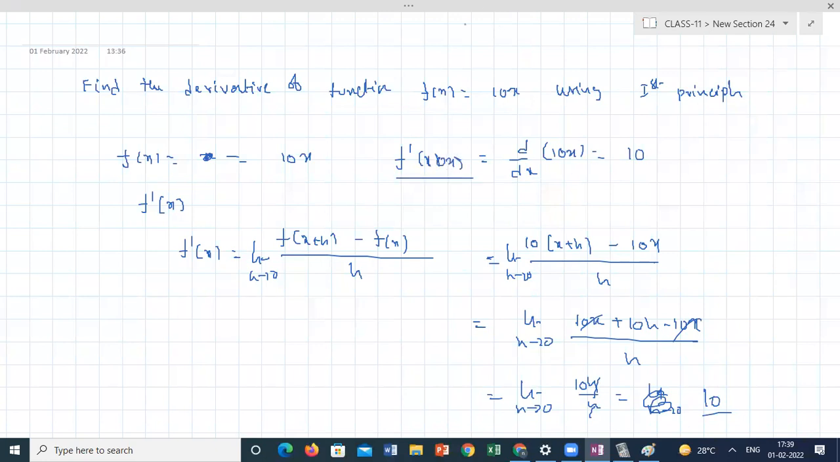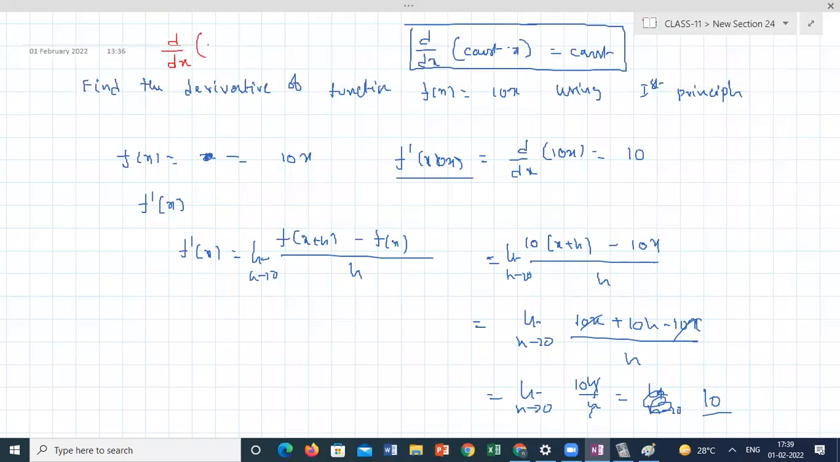Using this, I can say that d by dx of some constant into x is nothing but the constant. This is one fixed formula we will use in many cases. Suppose I am saying d by dx of kx, where k is some constant, the answer is k. This is the first formula, you can keep it in mind. If you want the derivation for kx, I will show it to you. Students, clear?